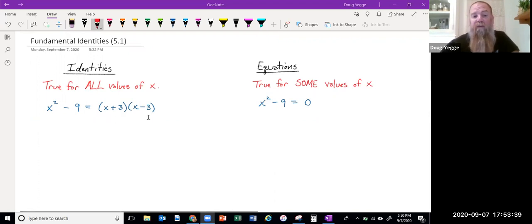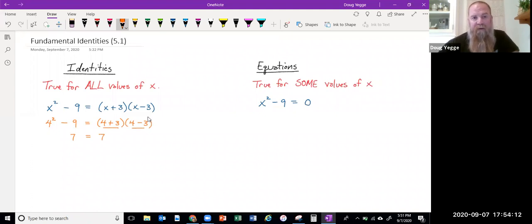So we know that this is true no matter what value of x we plug in, which is why we're able to replace x squared minus 9 with x plus 3 times x minus 3. Now, just to demonstrate why this is true, let's just plug in 4. And realize that 4 squared minus 9, or 16 minus 9, is 7. But I also see that that's the same as 4 plus 3 times 4 minus 3, which is 7 times 1, or also 7.